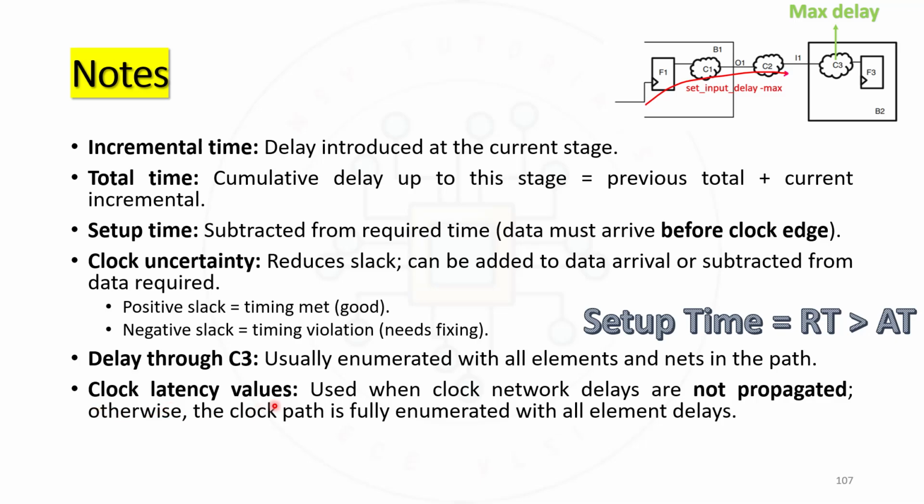Next, clock latency values are used when clock network delays are not propagated. Otherwise, the clock path is fully enumerated with all the element delays. So this is the summary which I have mentioned here. In this video, we have understood set input delay with hyphen max. In the upcoming videos, we will understand set input delay hyphen min, and the same concept is applicable for set output delay as well.